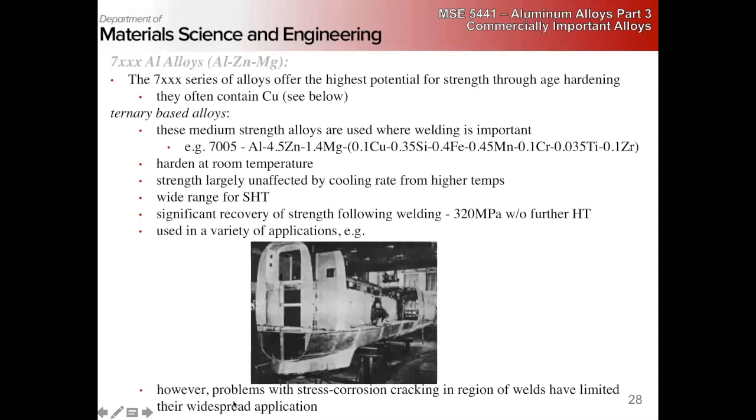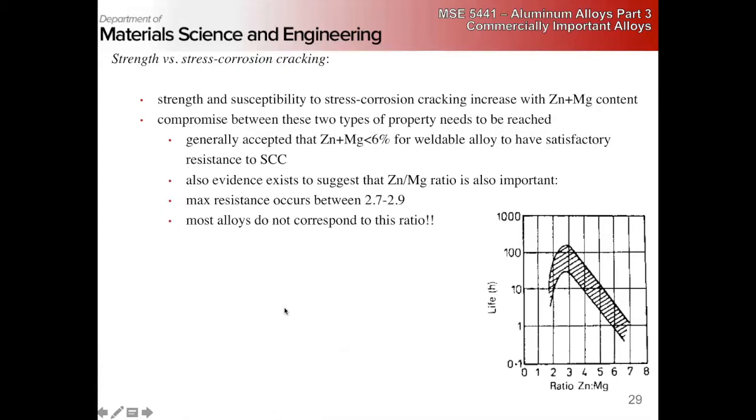The biggest issue is stress corrosion cracking, which is a huge problem with these alloys, especially in weld regimes. Right, the stress corrosion cracks will just follow right up the weld line through the heat affected zone, and it's been very detrimental to the insertion of 7000 series alloys in a lot of structural applications.